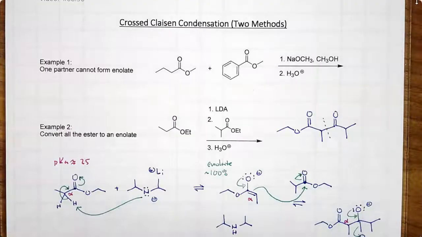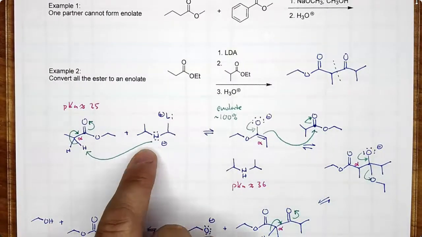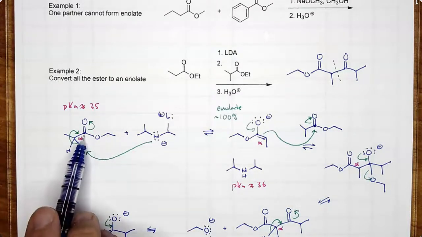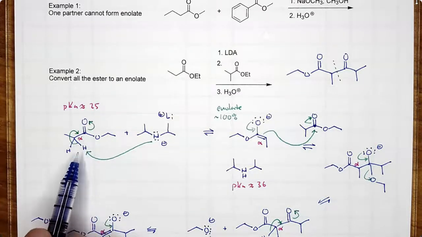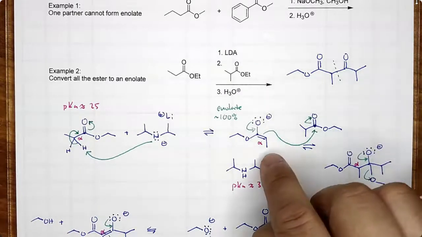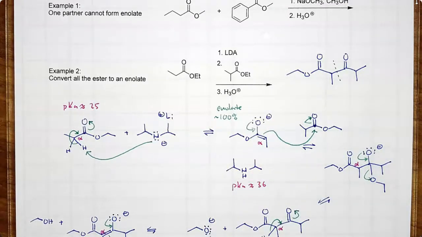Okay, so LDA, there are two really good things about LDA. It's bulky. It's called a non-nucleophilic base. It doesn't act like an attacker. It just acts like a base. And also the conjugate acid is very weak, thus favoring nearly 100% of the enolate. Okay, now we're ready to go on.